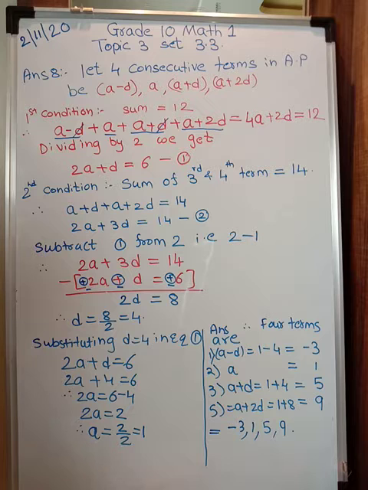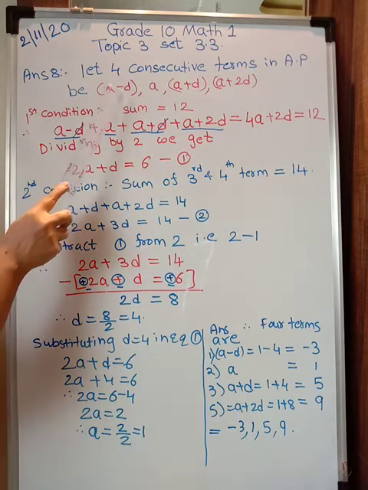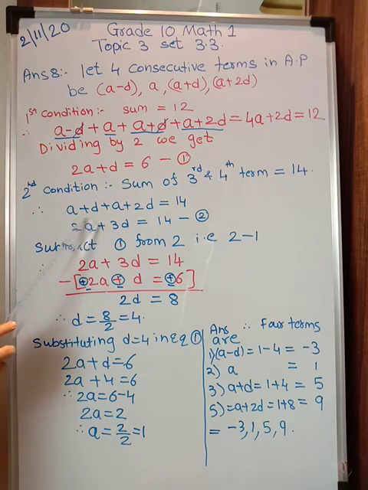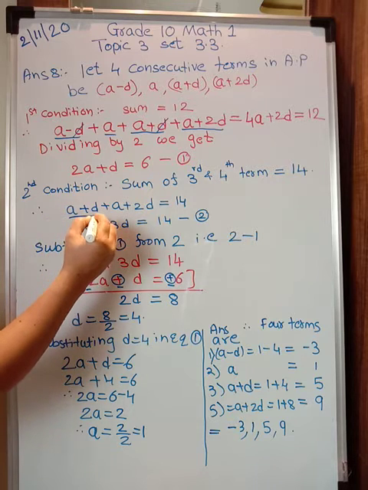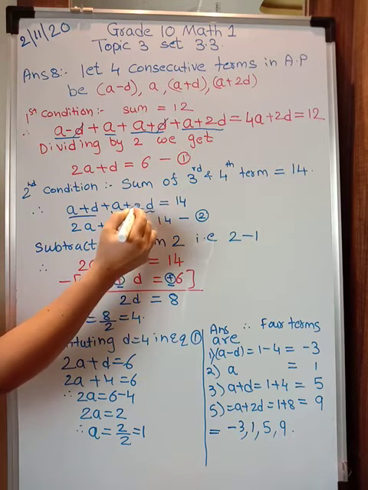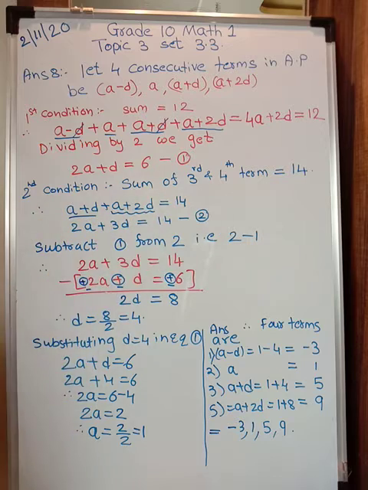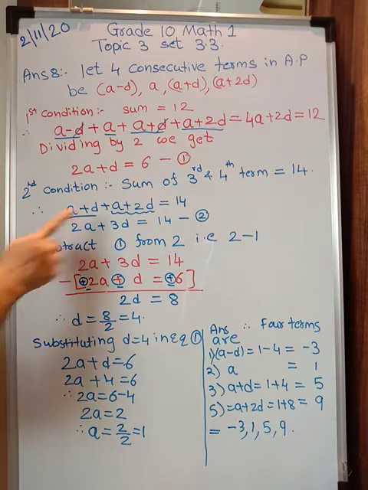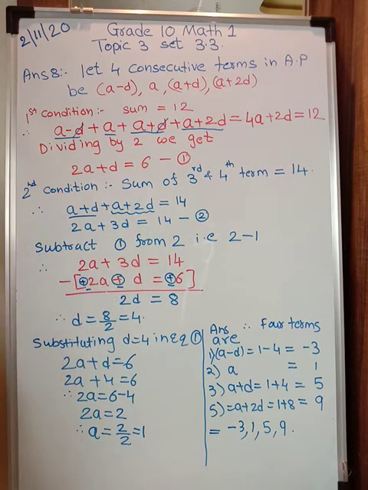Let's go to the second condition which is given. What's the second condition? Second condition says that sum of the third and fourth term is 14. This is first term, second term, so third is A plus D. This is third term, A plus D. And this is fourth term. So these two are adding up to give 14. Are you understanding? Okay. So A plus D plus A plus 2D. So if you add up this, you get 2A plus 3D is equal to 14.